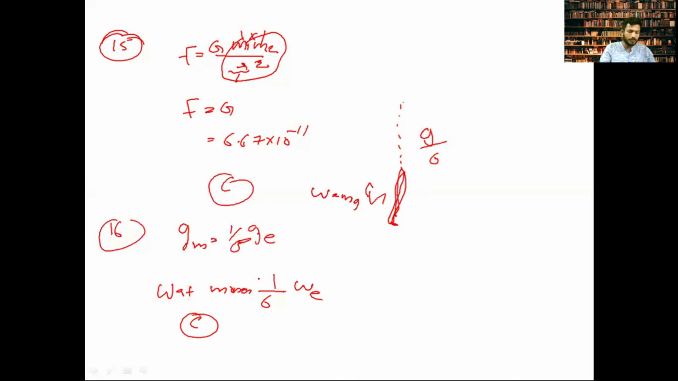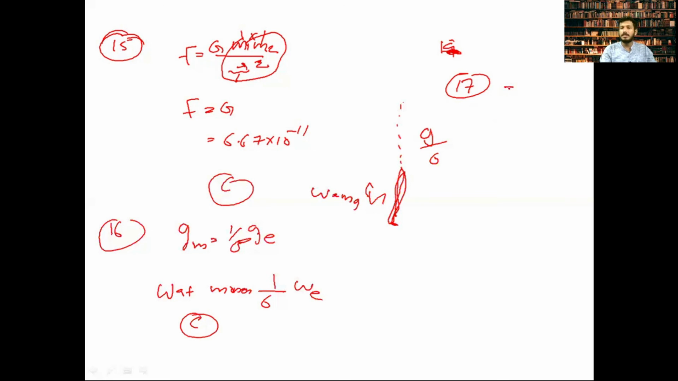Question number 17 is a very important question. Look at that question. Acceleration due to gravity on a planet is 1.96. If it is safe to jump from a height of 3 meters on the Earth, the corresponding height on the planet will be.